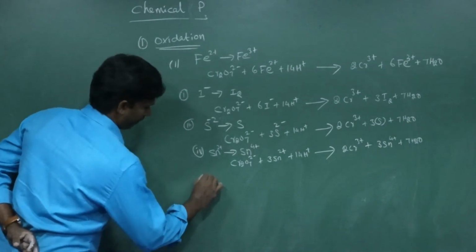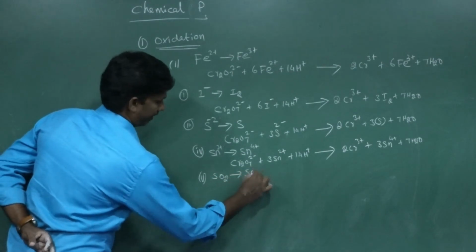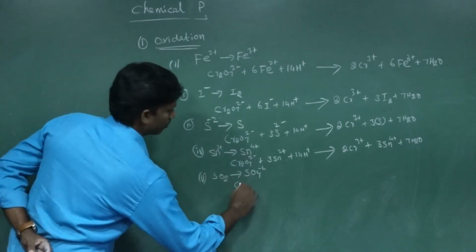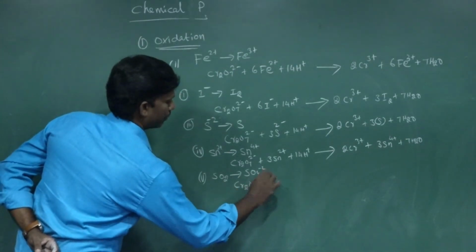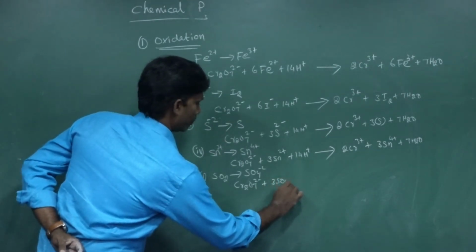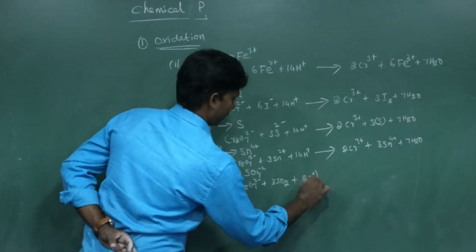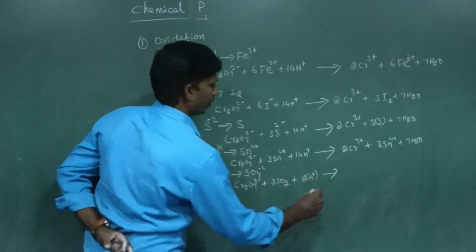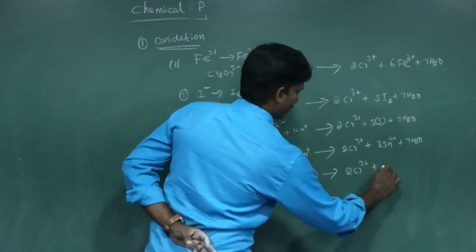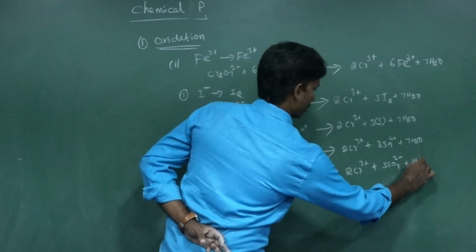And then sulfur dioxide into sulfate ion. So Cr2O7 2- plus 3SO2 plus 2H+, giving you 2Cr3+ plus 3SO4 2- plus H2O.